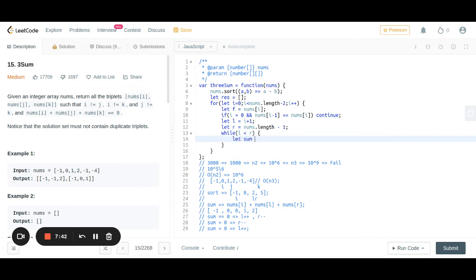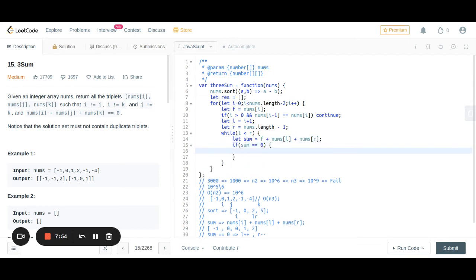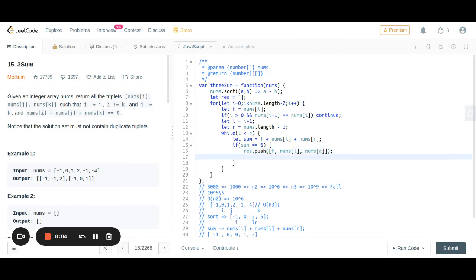Okay. So now sum is going to be nums of I, the first, plus nums of left plus nums of right. Now if sum is equal to 0, then we found the answer. Then we are going to do result.push of first, nums of left, and nums of right. We don't need the index. We need the actual numbers.